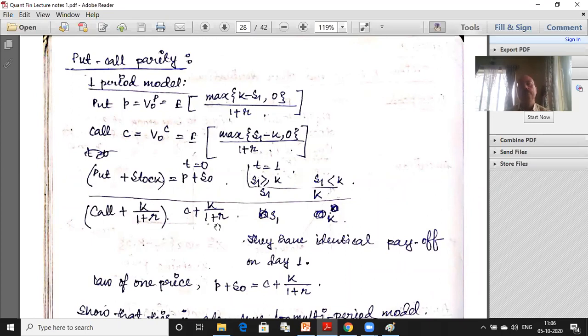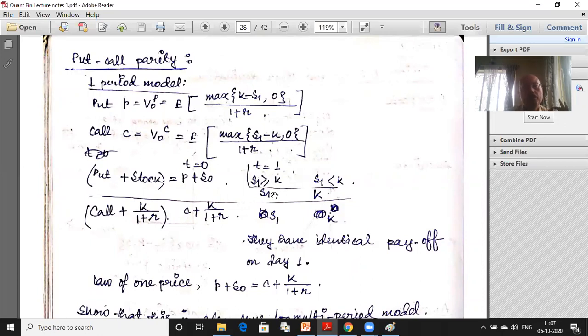Now, tomorrow, when the stock price S1 is realized, one of two things will happen. Either it is more than K or it is less than K. I will include the equality case in the more than thing. It doesn't matter because it will not make any difference to the calculations. Now, if the stock price is more than K, then what will happen? I will not use my put option, but I will use my call option. That's the logic.